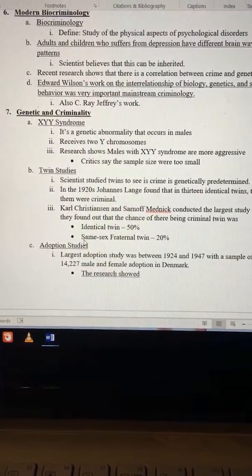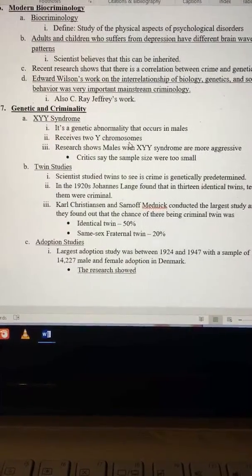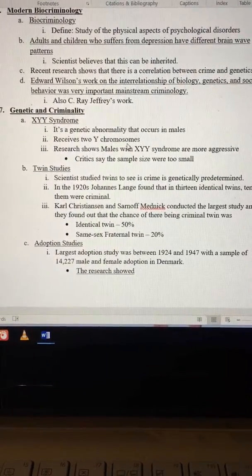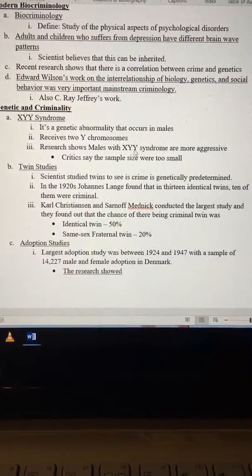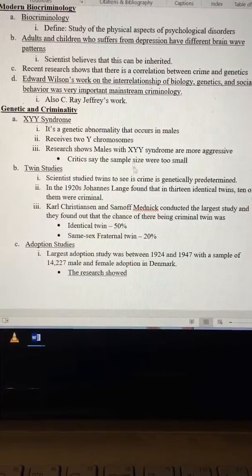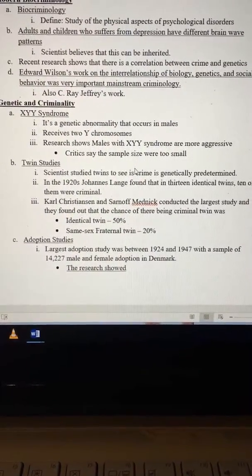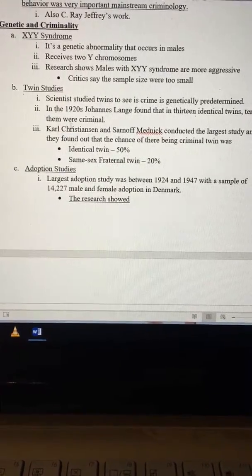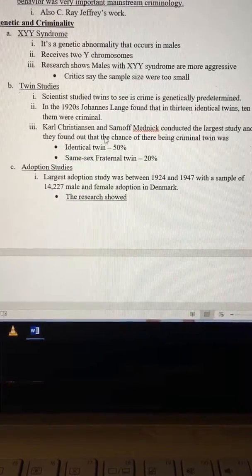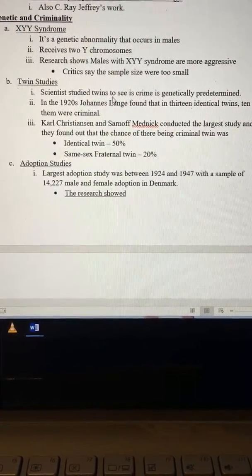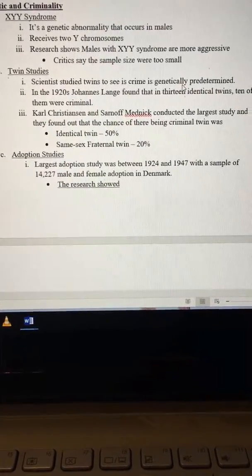Genetics and criminality. The XYY syndrome is a genetic abnormality that occurs in males. They have two Y chromosomes and are known to be more aggressive. They did an experiment, but critics say the sample size was too small. So they studied twins. Scientists studied twins to see if crime is genetically predetermined.